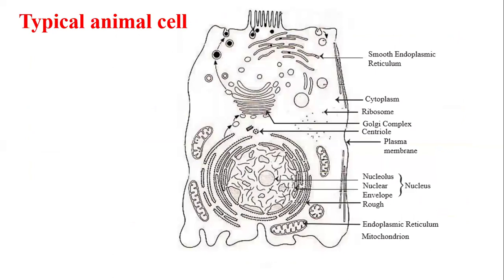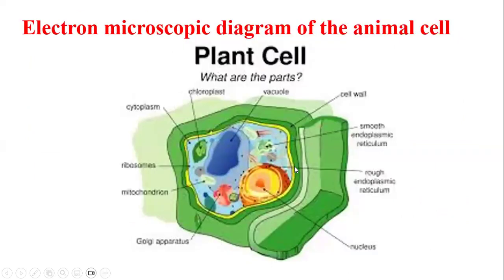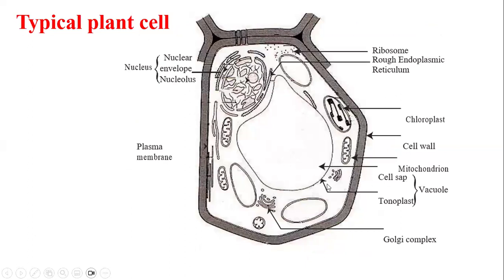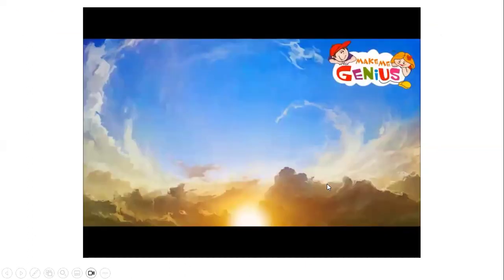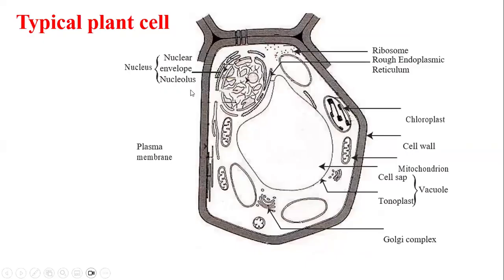Then you have to learn about the typical animal cell and typical plant cell. A typical cell means a structure made by including all cell organelles.